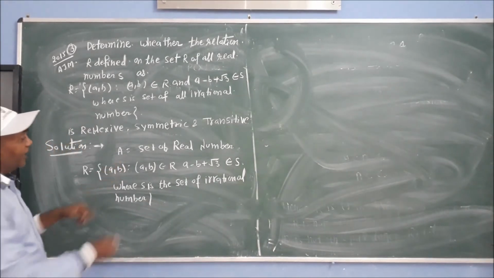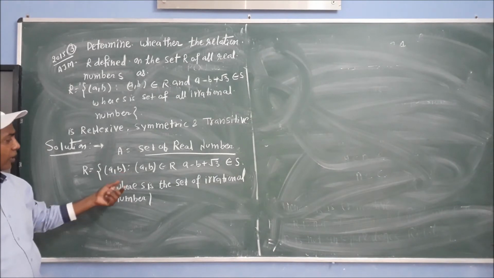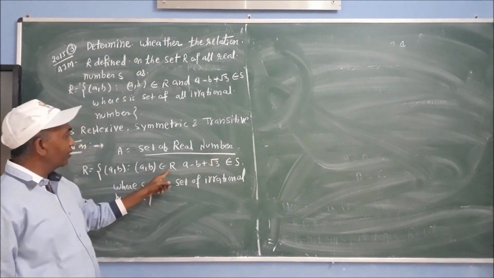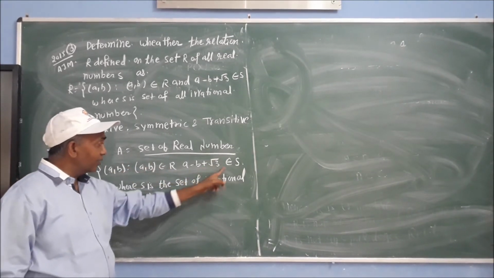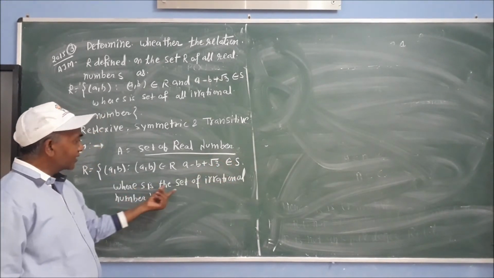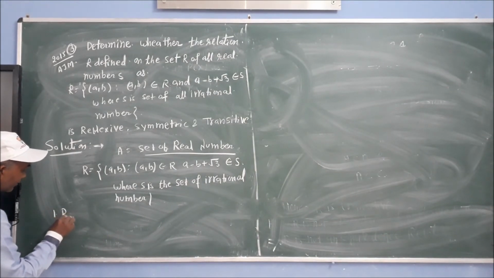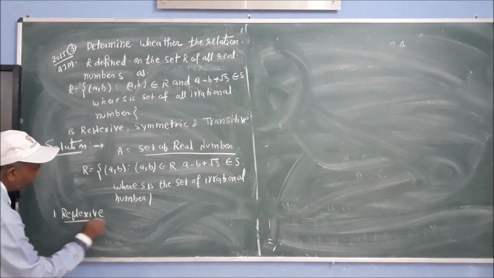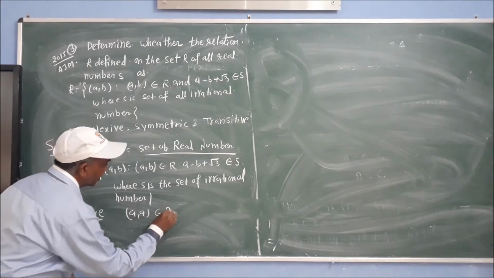So see here, A is a set of real numbers and its elements are a, b. They follow the property a minus b plus root 3, where this (a, b) belongs to R, that means these are elements of A, and this is an element of set S, where S is the set of irrational numbers. So the first property is reflexive. For reflexive, we can say that (a, a) belongs to R.